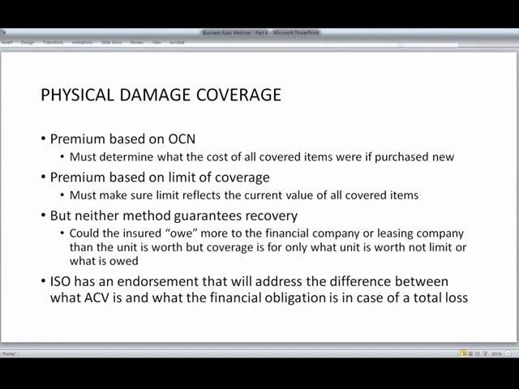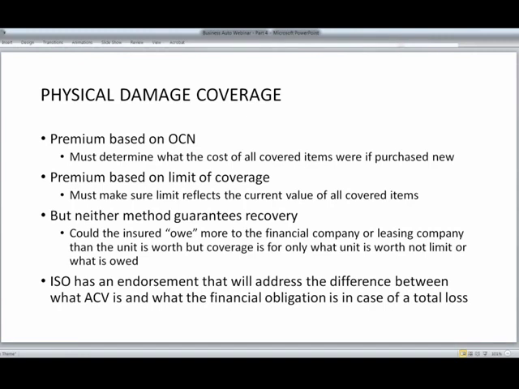With premium based on original cost new, you must determine what the cost of all items would be if purchased new. With premium based on limit of coverage, you must make sure the limit reflects the current value of all covered items, meaning used value, the real market value. But neither method guarantees recovery.